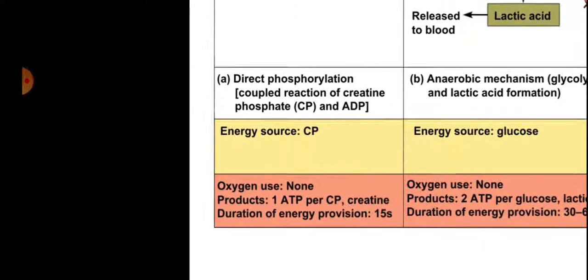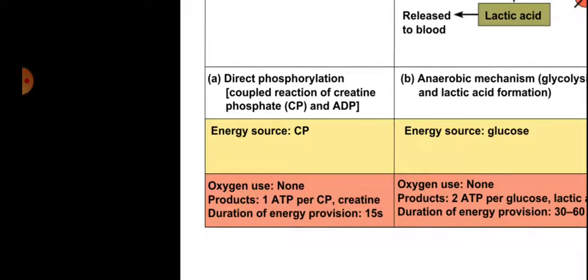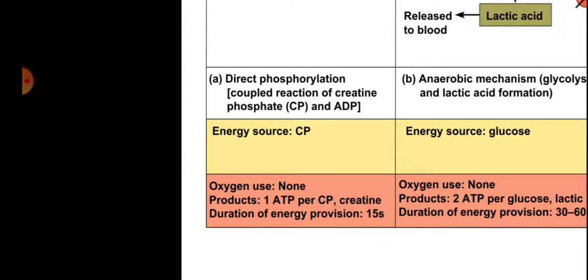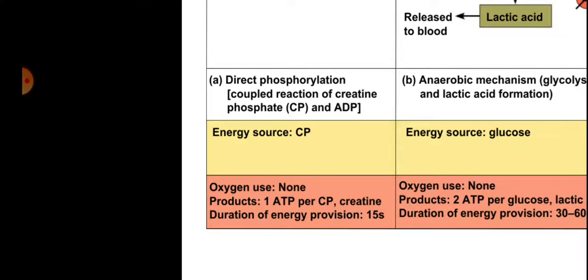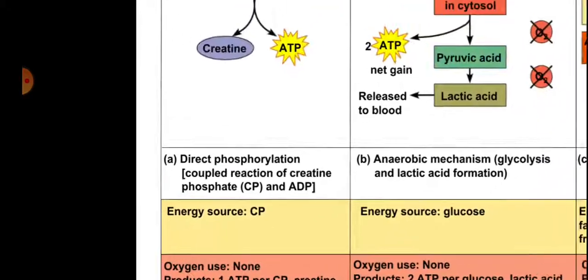The energy source in this case is CP, or creatine phosphate. Oxygen use is none. Products are 1 ATP per 1 creatine phosphate. Duration of energy provision is just 15 seconds.